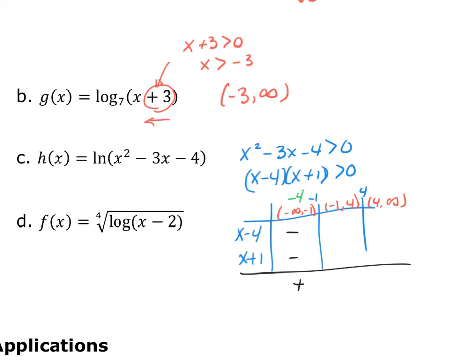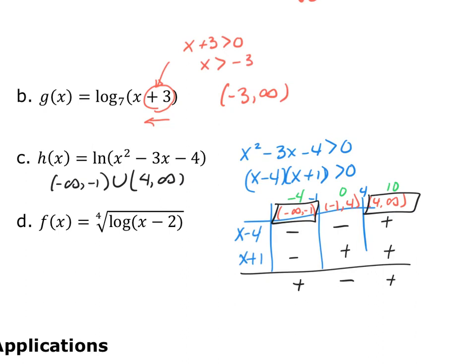I'm going to choose something in this region. I'm going to choose 0. That gives me a negative and a positive, so that region is negative. And I'm going to choose something on the other side of 4, so I'm going to choose 10. That gives me a positive and a positive, so that region is positive. So going back here, my domain is from negative infinity to negative 1, union with 4 to infinity, because these are the two intervals in which I have positive regions.